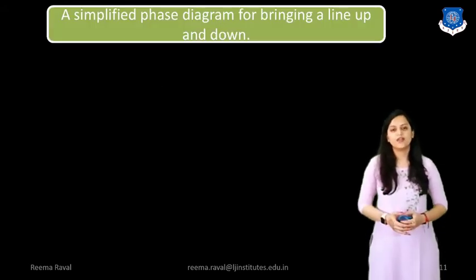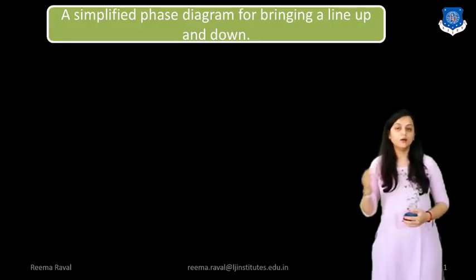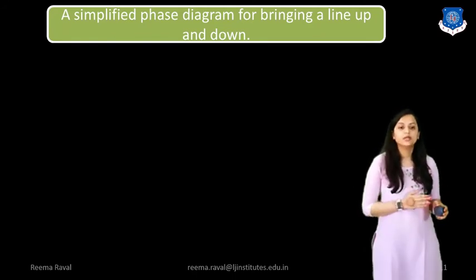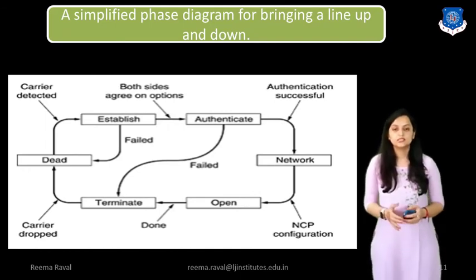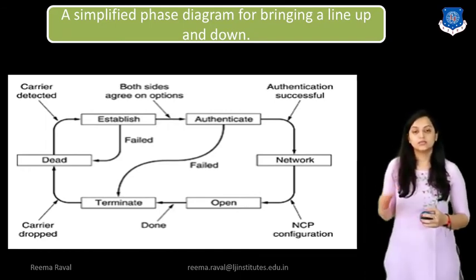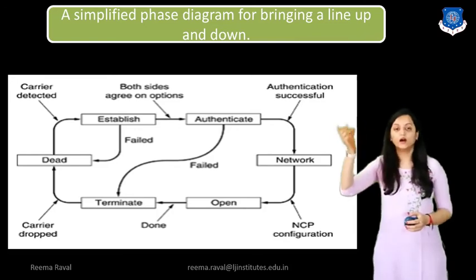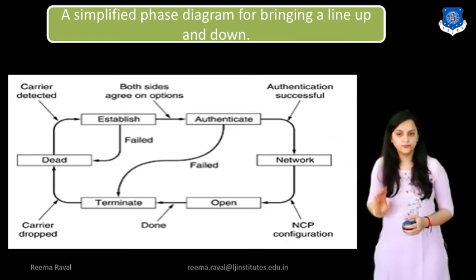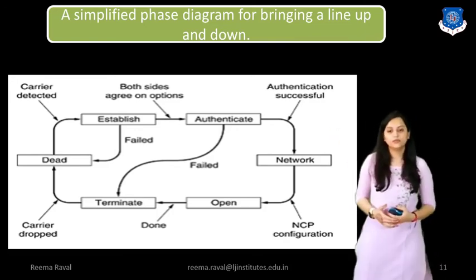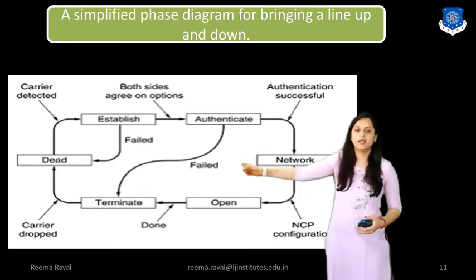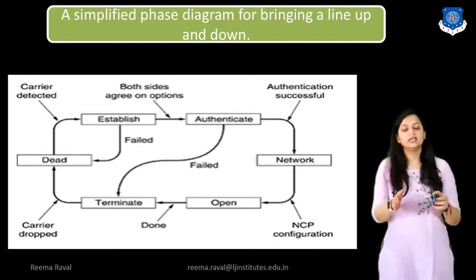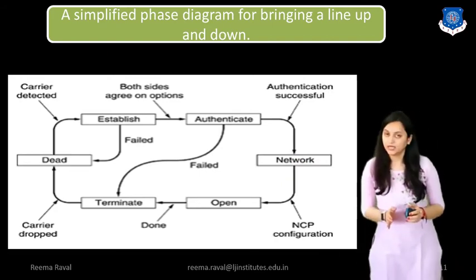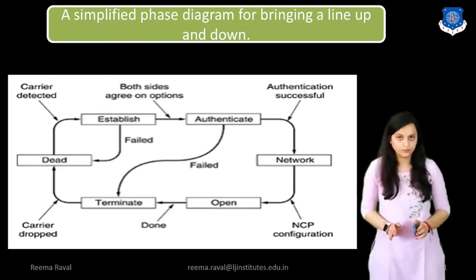Now, let us see a simplified phase diagram for bringing a line up and down using PPP. This diagram indicates a simplified phase diagram for bringing a line up and down using the PPP protocol. As you can see, the first state is dead. When the state is dead, that means the line or the link is available for data transmission. It is not being used right now.